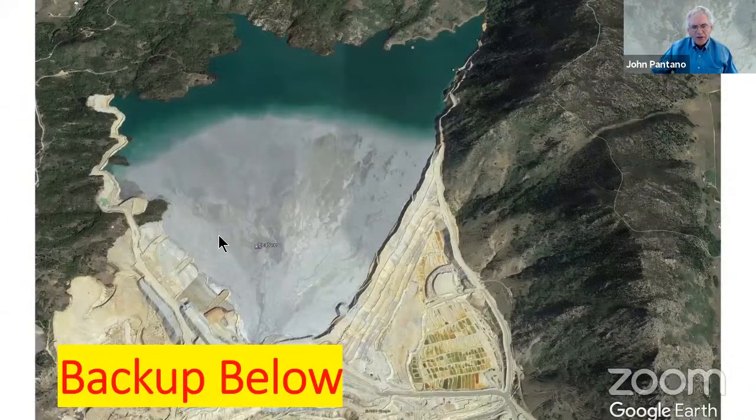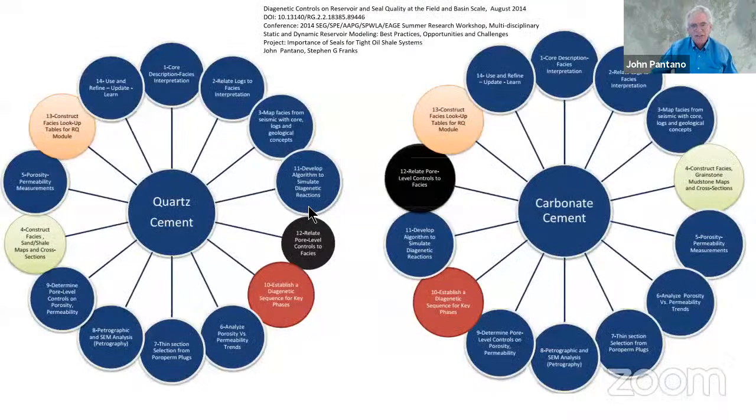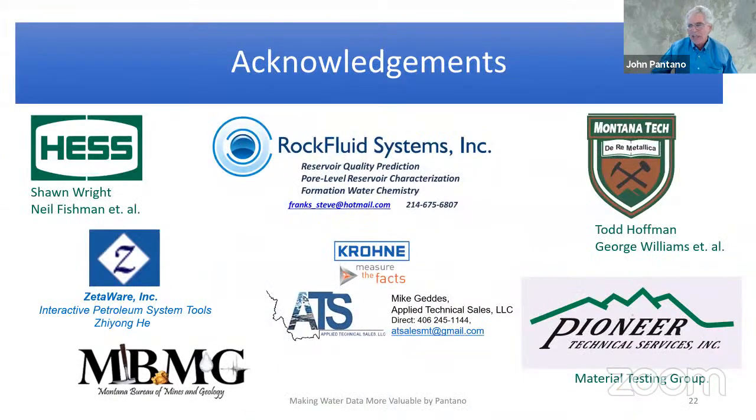And by the way, the background that I have is a tailings pond that actually is man-made, but you can see all the preferential fluid paths. So thank you.